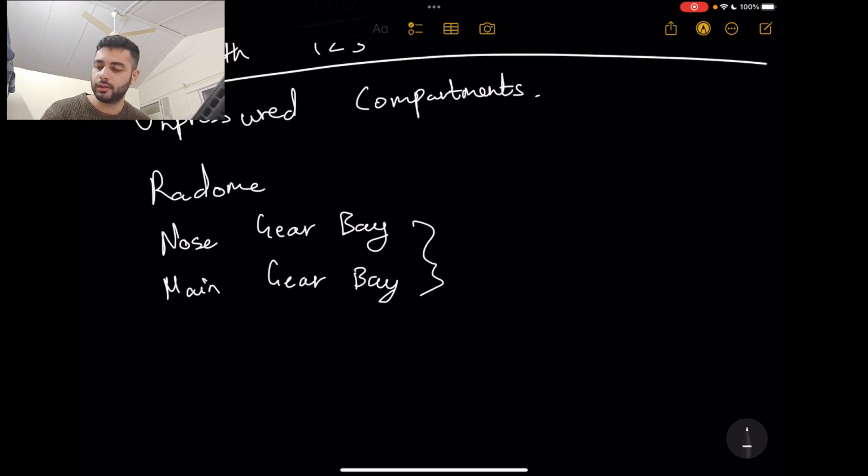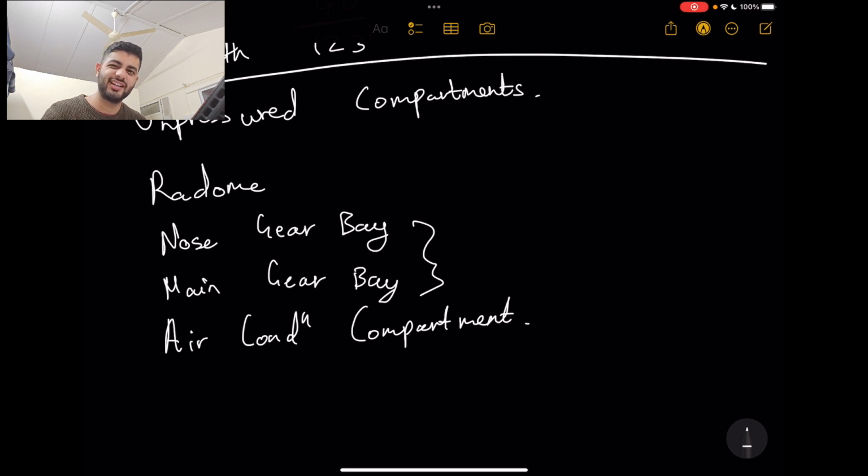Then you have your air conditioning compartments. Now if you need to pressurize the aircraft, you need air to come in from somewhere, compress that air, and then send it to the aircraft itself, right? So obviously that area is going to be unpressurized because it is doing the pressurization. So that's why the air conditioning compartment, that's your packs, is unpressurized.